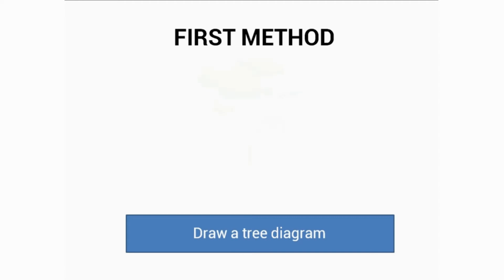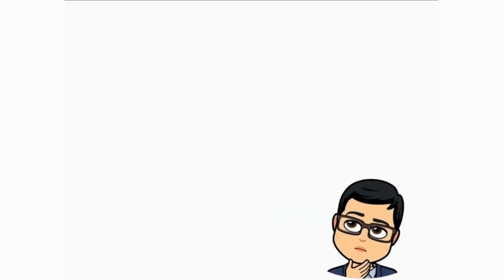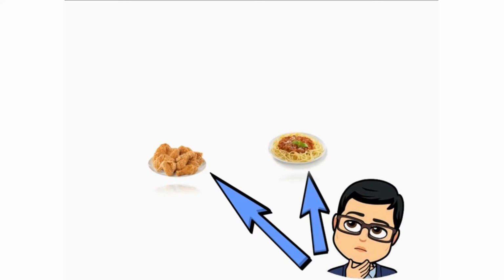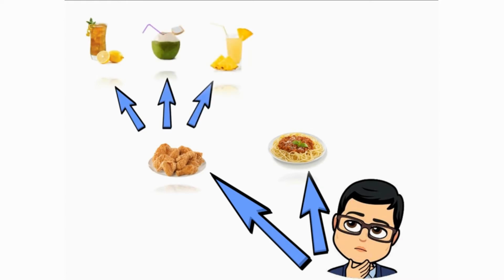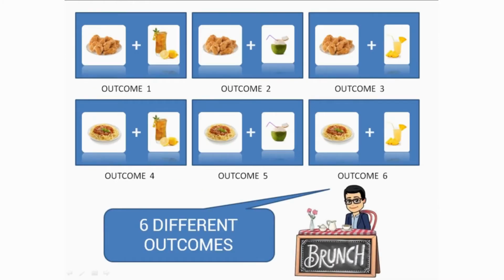The first method is to draw up a tree diagram to see the full amount of the outcomes that can occur. First, we can choose between the fried chicken and spaghetti, then we can choose between three kinds of refreshment: iced tea, buko juice, or pineapple juice. To get the number of different outcomes, we go along with the tree diagram and write out the different outcomes that can occur. Thus, we have 6 different outcomes as a result of the combination.